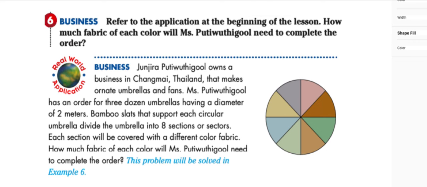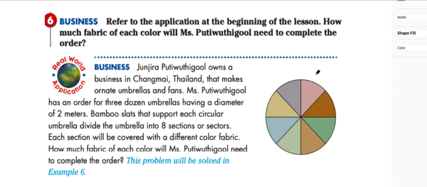Example 6 is using the concept that we have in most of the chapters, where we look at a problem from the beginning of the chapter. And so let's go ahead and do that. Junjira Putiwuthagal Gul owns a business in Chiang Mai, Thailand that makes ornate umbrellas and fans. Miss Putiwuthagal has an order for 3 dozen umbrellas having a diameter of 2 meters, and the bamboo slats that support each circular umbrella are divided into 8 sections or sectors. Each section will be covered with a different color fabric. How much fabric of each color will Miss Putiwuthagal need to complete the order?